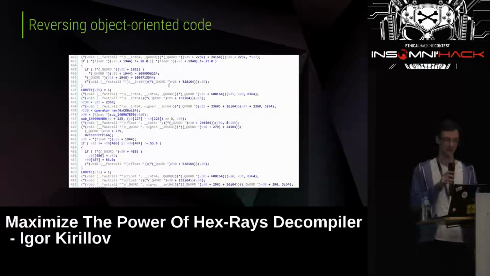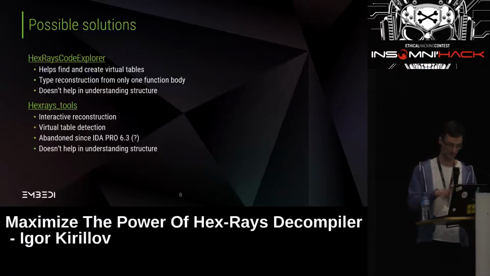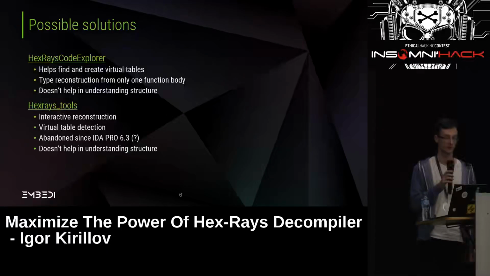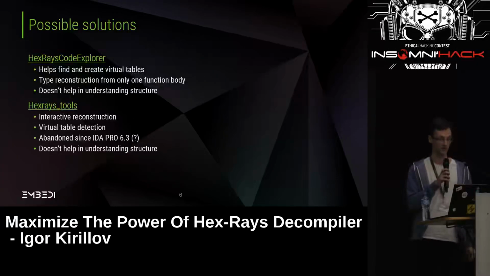Here you can see an example of object-oriented code, and it is not easy to understand what's going on here even after looking into it for a while. However, there are some solutions to these problems, such as the well-known plugin Hex-Rays Code Explorer by Alex Matrosov. Among many features that it has, it allows finding and creating virtual tables. Also, it helps to automatically reconstruct structures, but within the boundaries of one function body. If we have a big structure, then the results will be far from complete, and we cannot affect the creation process in any way.